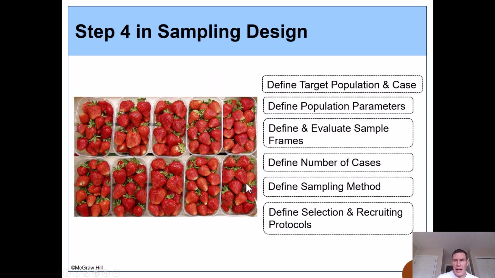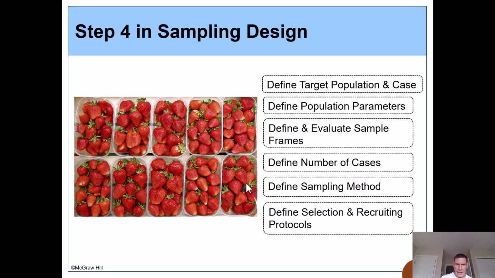Step four in sampling design. So we talked about defining the target population in case, the population parameters. What are those things that you're sort of looking for it to include? Define and evaluate the sample frames, the number of cases.